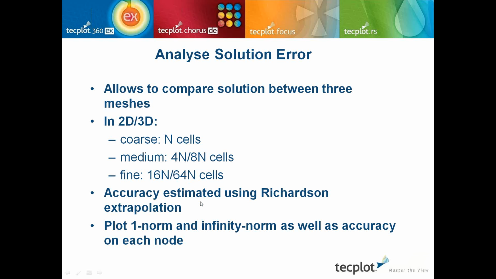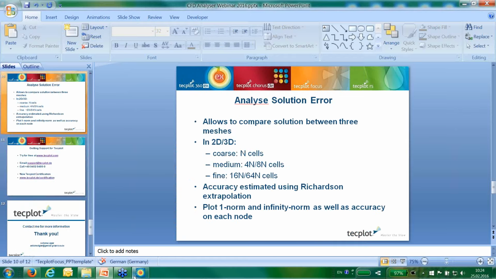The accuracy is estimated using a Richardson extrapolation, and you can plot the one norm and infinity norm or max norm, as well as the accuracy on each node. You can also extrapolate the result on your coarse mesh to basically see the difference between the original solution and the extrapolated fine one on the coarse.